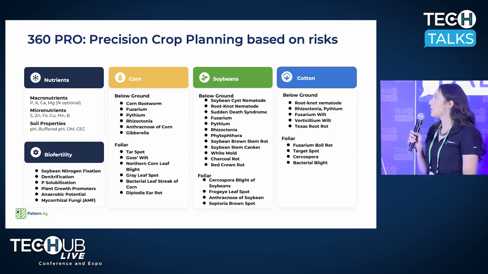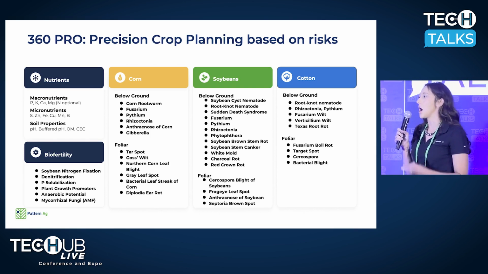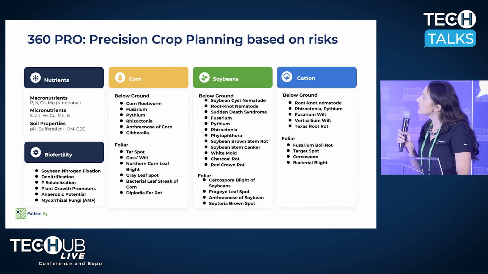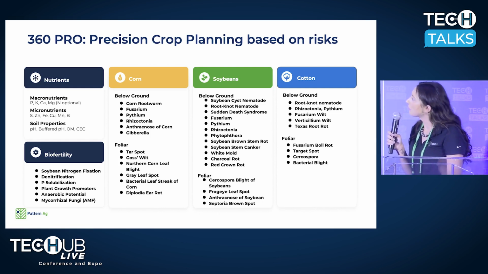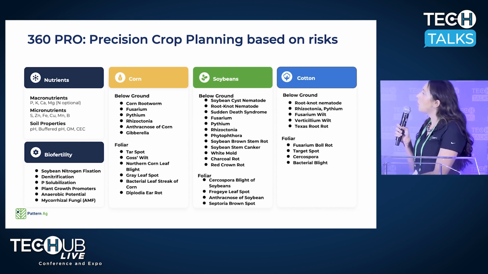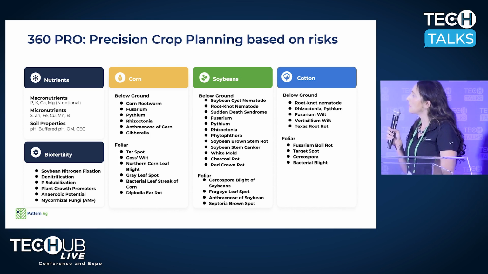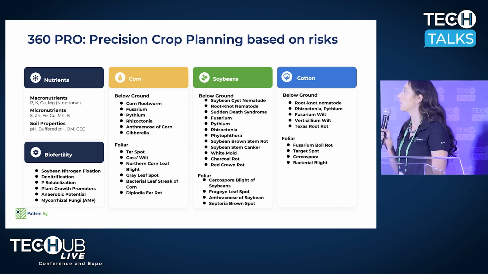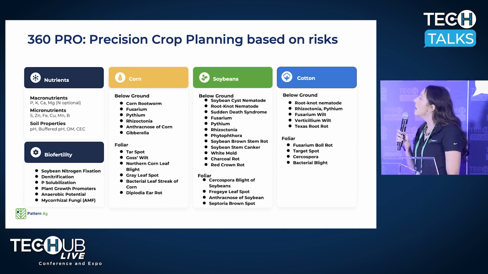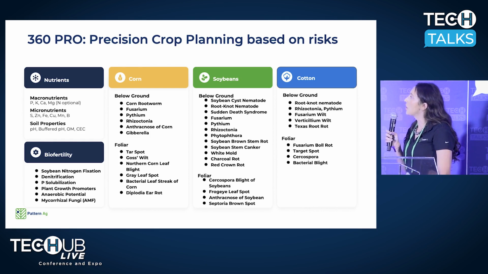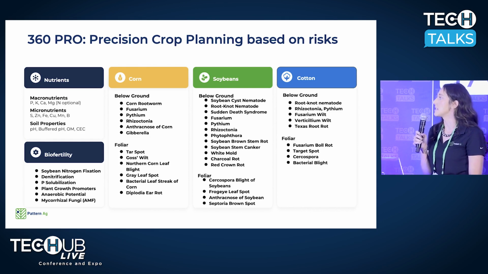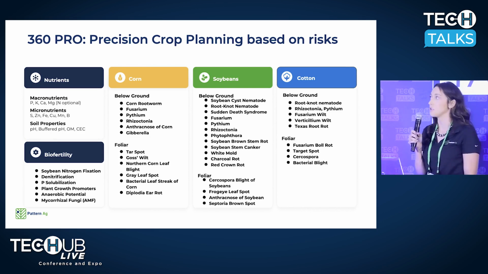So the 360 Pro Precision Crop Planning, we base on under the soil, over the soil, as well as some chemical properties. As you can see, we identify nutrients in the soil, so macros, micros, soil properties, as well as your biofertility. Then in corn, below ground, we cover corn rootworm, fusarium, and pythium, and foliar, we have tar spot, northern corn leaf blight, as well as gray leaf spot. Those are big ones. And then in soybeans, you have soybean cyst nematode, and we added cotton this year. So we're able to detect pesticides, insecticides, and pathogens below and above the soil.